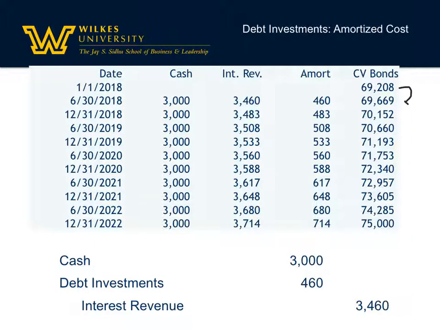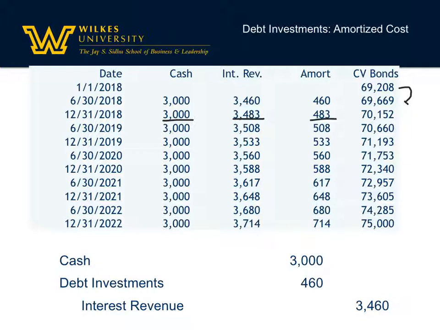to $69,669. At the end of the year, on December 31st, you're going to make the same entry, except you're going to use a different amount. You're still going to have $3,000 in cash, but your interest revenue is $34.83 and your amortization is $483. The other thing is we're saying we're receiving this on June 30th. And that's fine. And if you receive it on December 31st, you would debit cash.